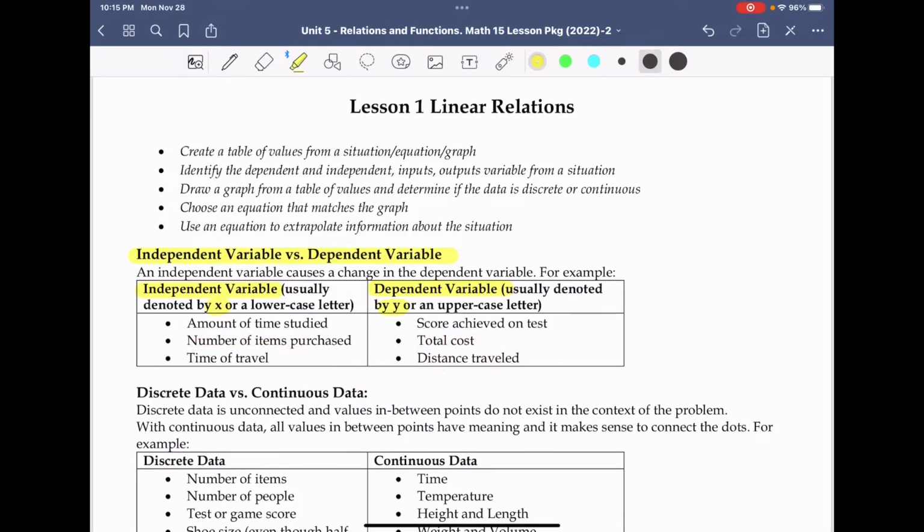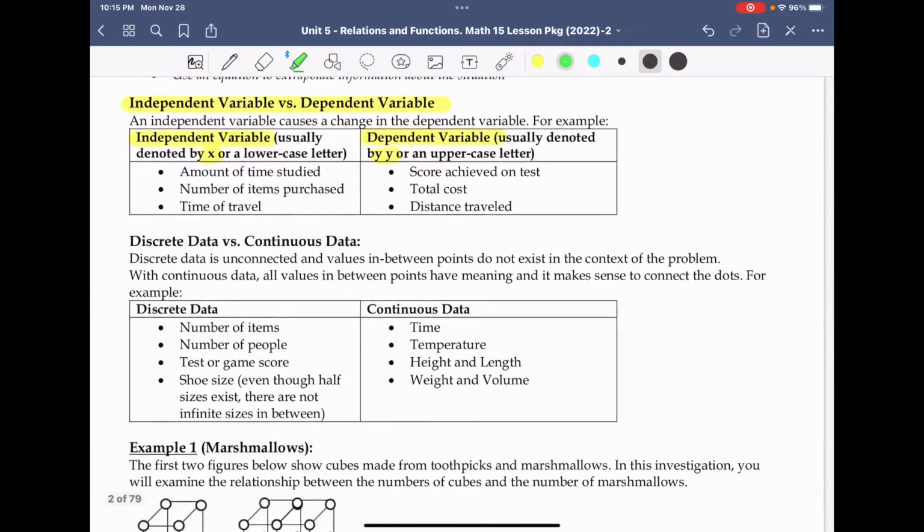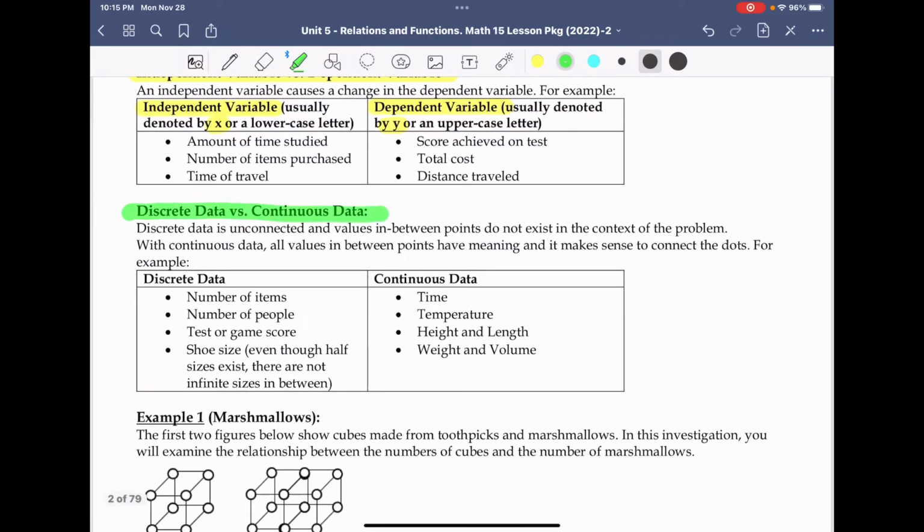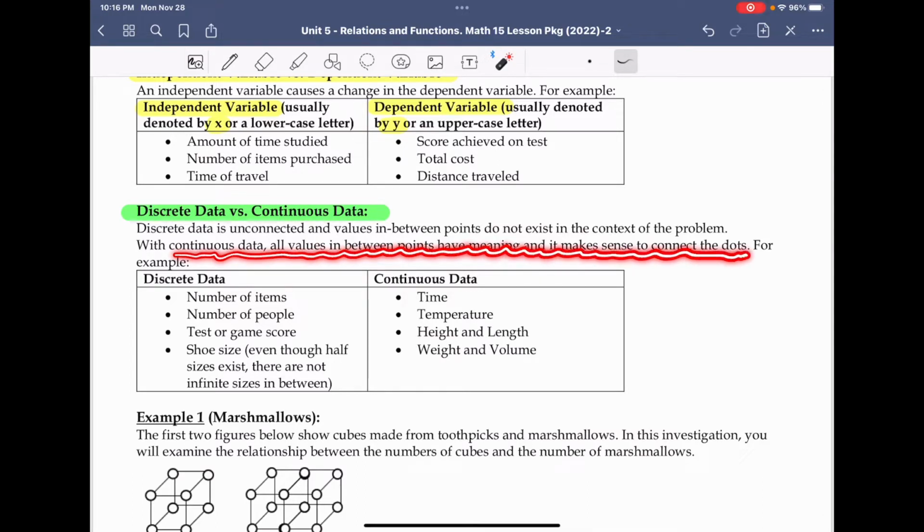All right, let's introduce some more key terminology here. What if we look at discrete versus continuous data? Well, discrete data is unconnected and the values in between those points do not exist in the context of the problem. Continuous data is the opposite. It says all values between points have meaning and make sense in the context of the problem, or we can connect all the dots here.